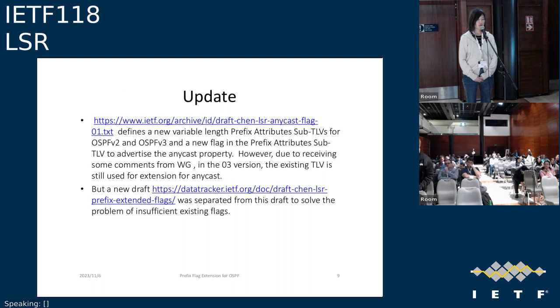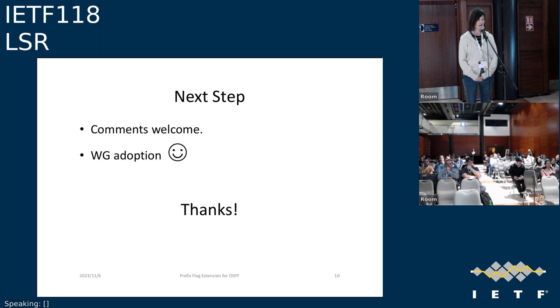Next, please. This is the update. In the first version of the draft, ISIS anycast flag defines a new variable length prefix attribute subTLV for ISIS and a new flag in the prefix attribute subTLV to advertise the anycast property. However, due to some comments received from the working group, in the third version the existing TLV is still used for the extension for anycast. But for this draft, draft 3, the ISIS prefix attributes flags was separated into a new draft, to solve the problem of insufficient existing flags.